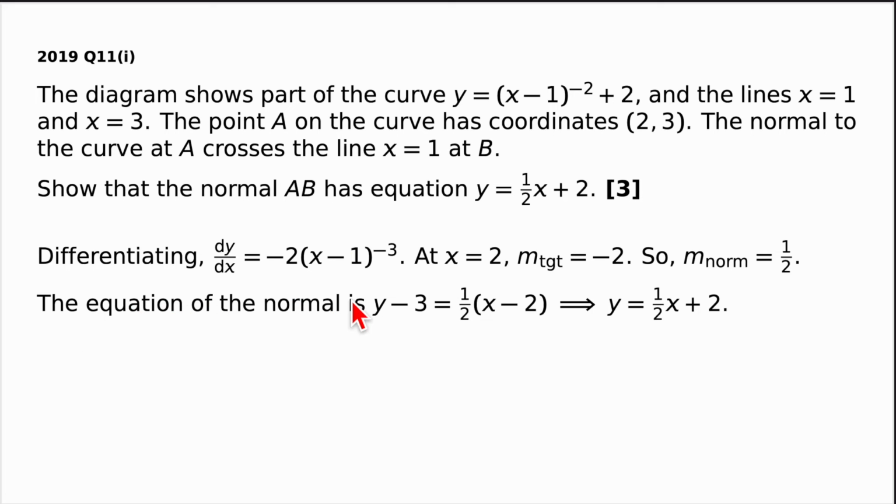So the equation of the normal is going to be given by y minus the y value equals the gradient times x minus the x value. And if you expand this out and rearrange a little bit, you sure enough do get what you're after, which is y equals a half x plus 2, for 3 marks.